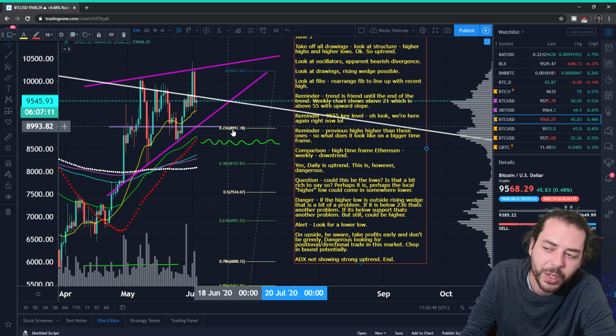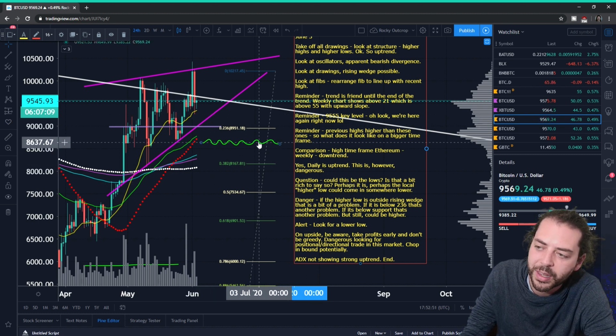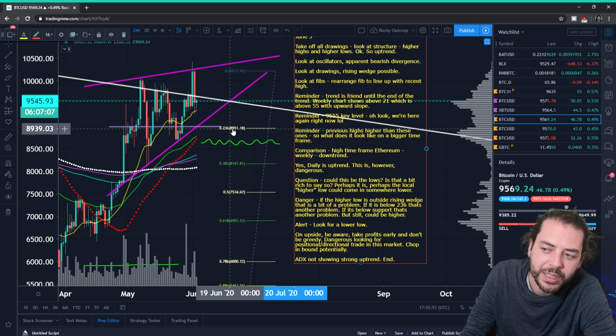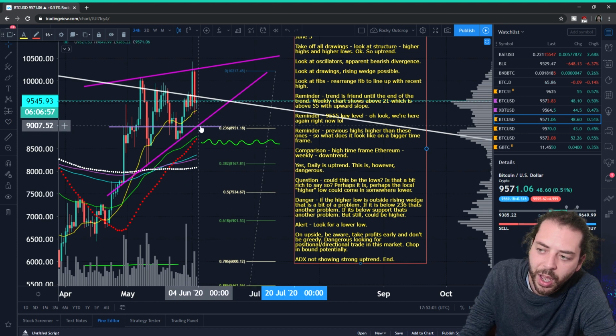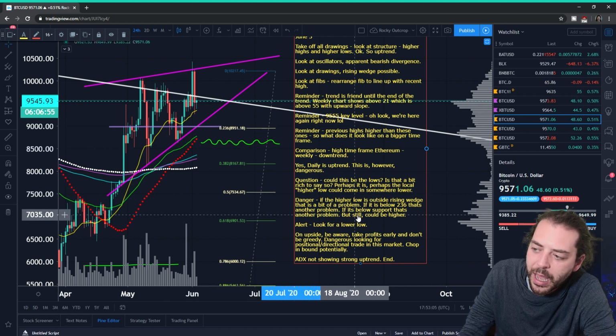But of course, like we spoke about with the fake outs, anything could happen in there. Generally speaking, it becomes easier to just talk about the 8,950 area. But it's a bit of a problem if it's below that support, that's another problem. So those two things we just spoke about, a confluence of problems, if you will.